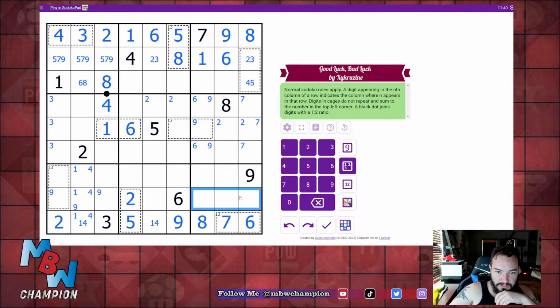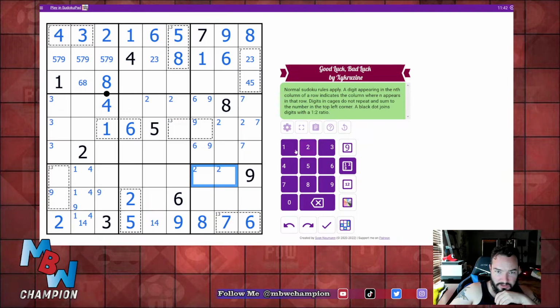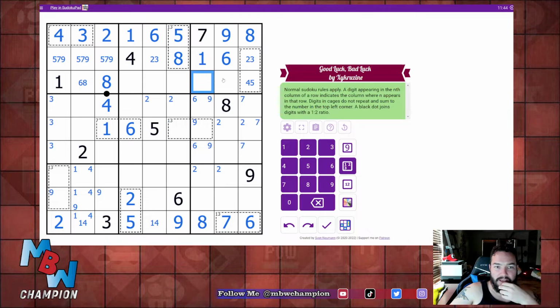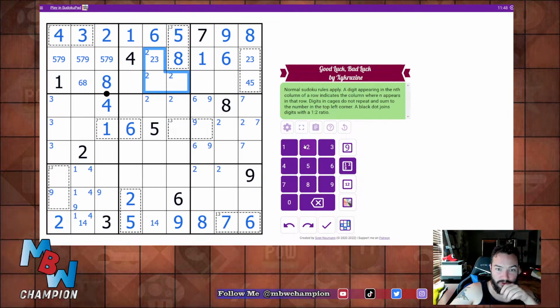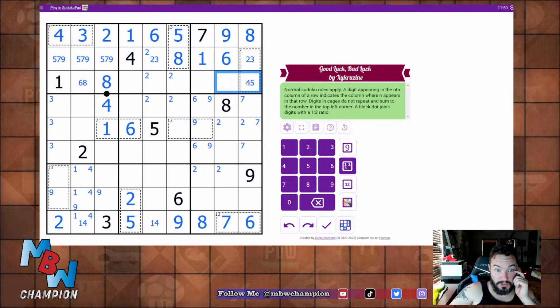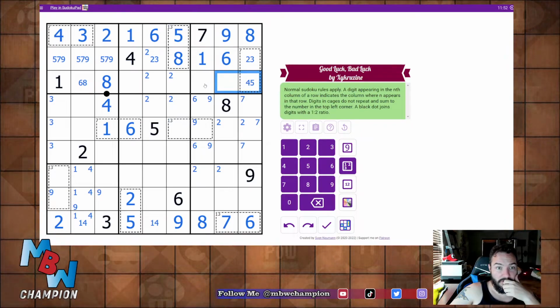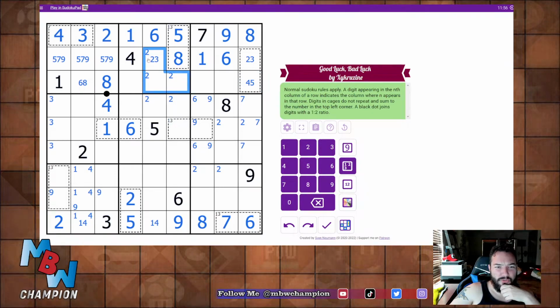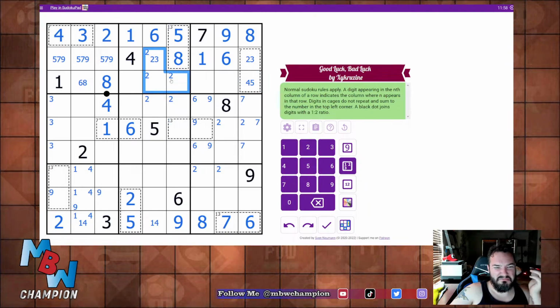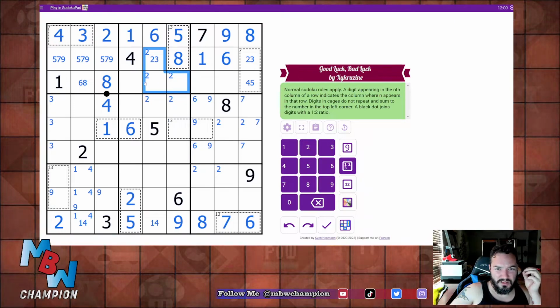This 2 is seeing these, so there has to be a 2 here. And we can't decipher where the 2 is anywhere else, so we're just going to have to see. I don't know why I'm bookmarking so many pencil marks with that. Probably shouldn't, but I'm just gonna leave it.